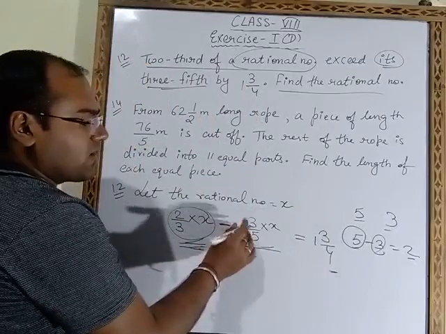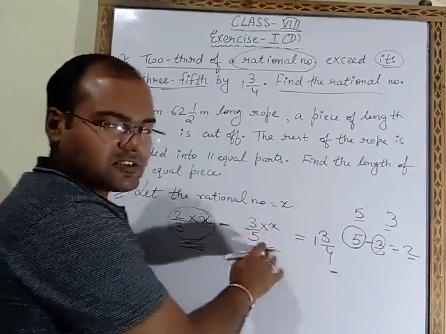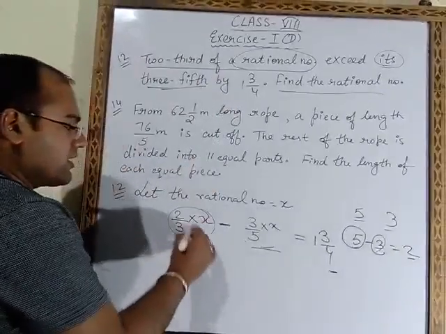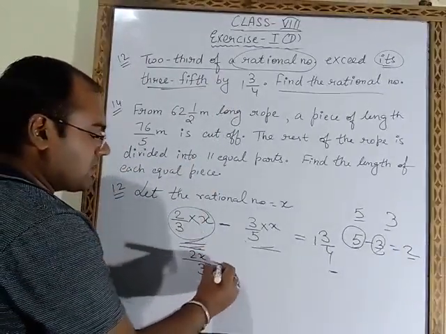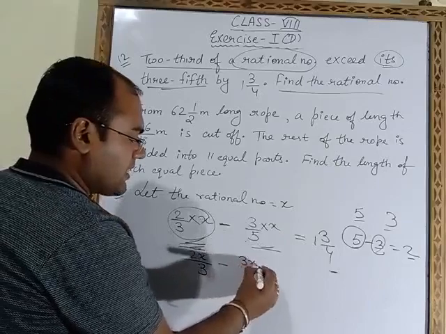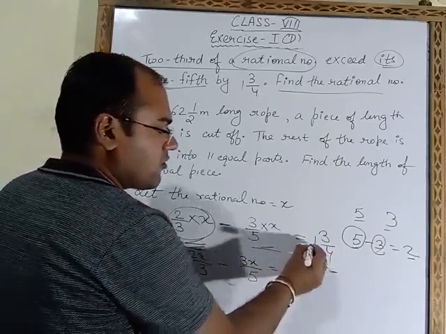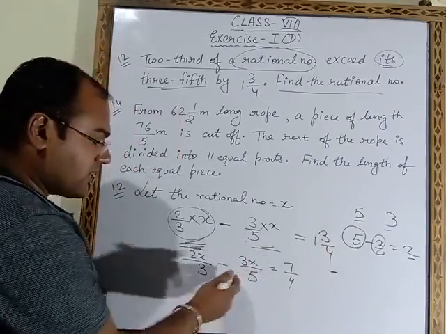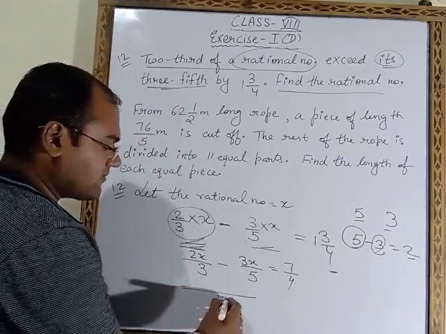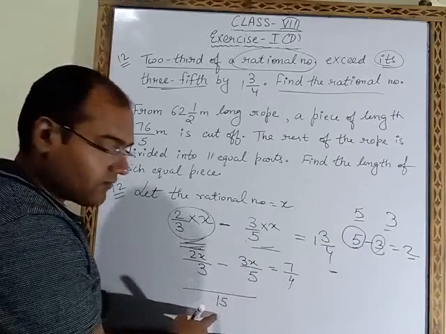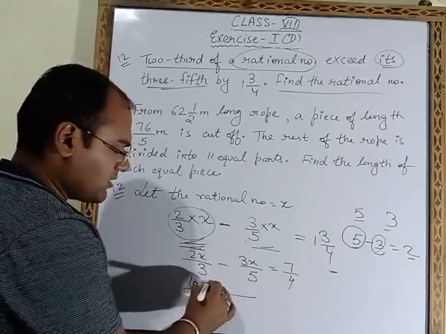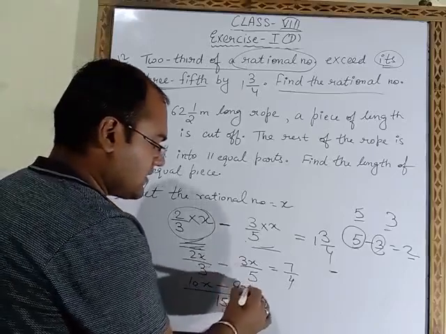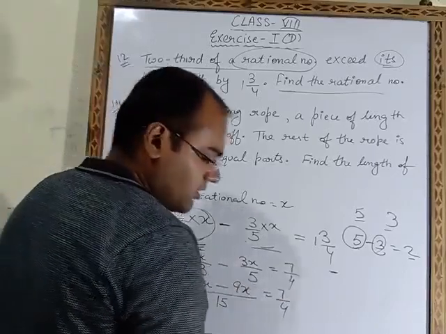So what do we have to do? We have to subtract this number. When we subtract, the answer will be 1 whole 3 upon 4. Now we will multiply it. 2x upon 3 minus 3x upon 5 is equal to 7 upon 4. Now the next step is to take the LCM. The LCM of 3 and 5 will be 15. 5 into 2x will be 10x, minus 3 into 3x will be 9x, is equal to 7 upon 4.